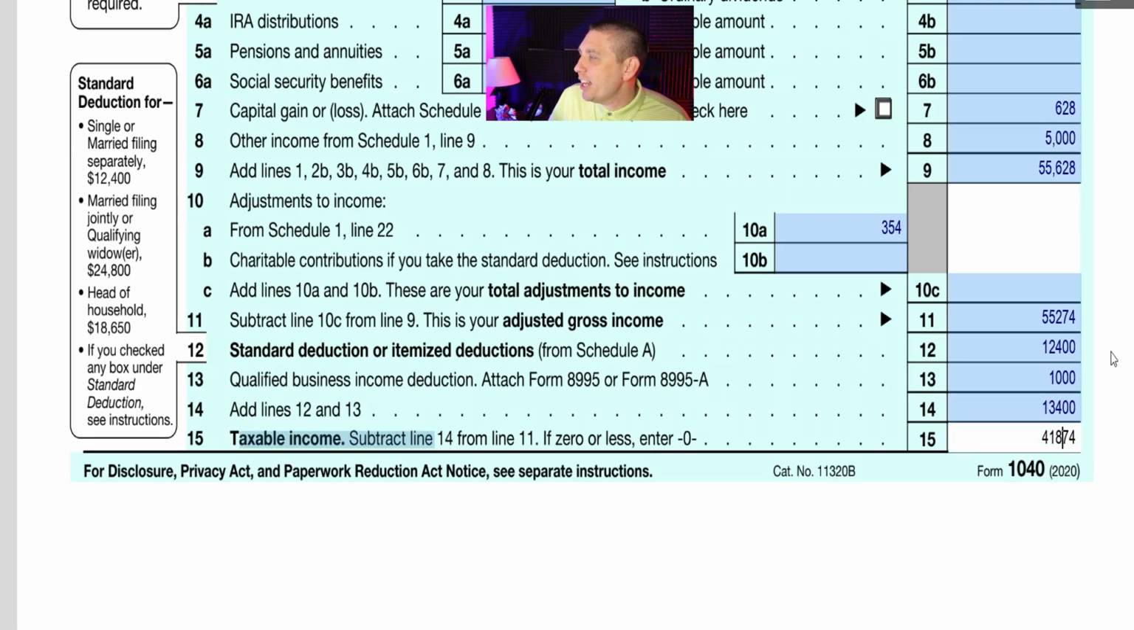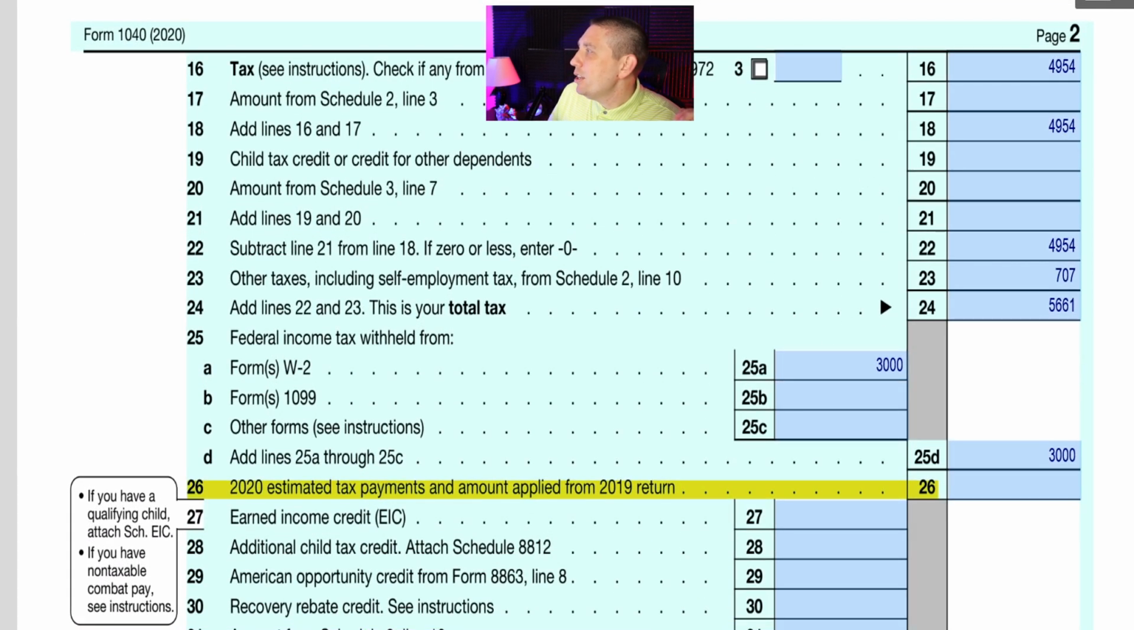Thus, your taxable income is $41,874. I'm going through this fast because I know learning about taxes is like watching paint dry. It's so exciting, right? So let's just keep on moving forward. So that taxable income of roughly $41,000 generates an income tax on line 16 on page 2 of the 1040 of $4,954.